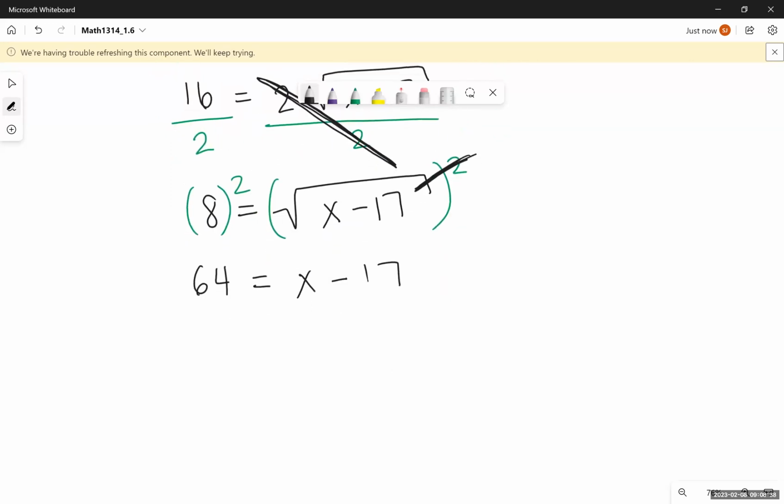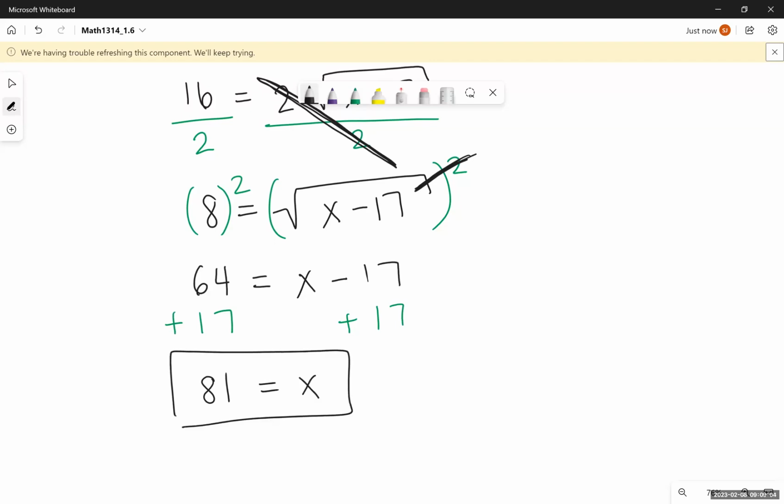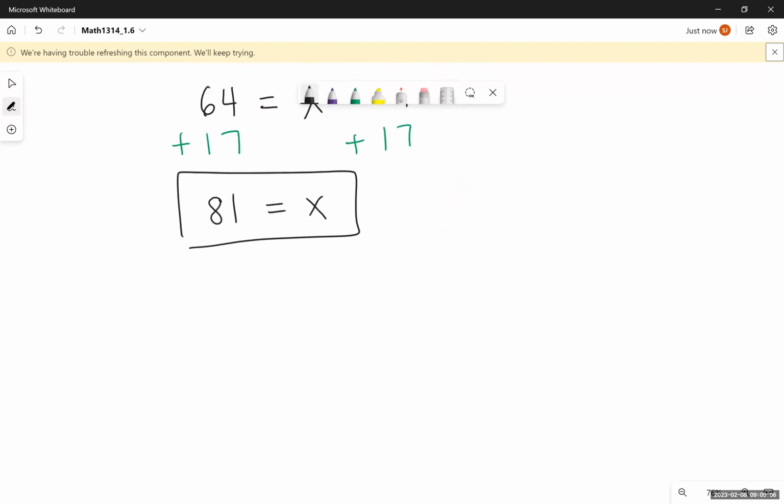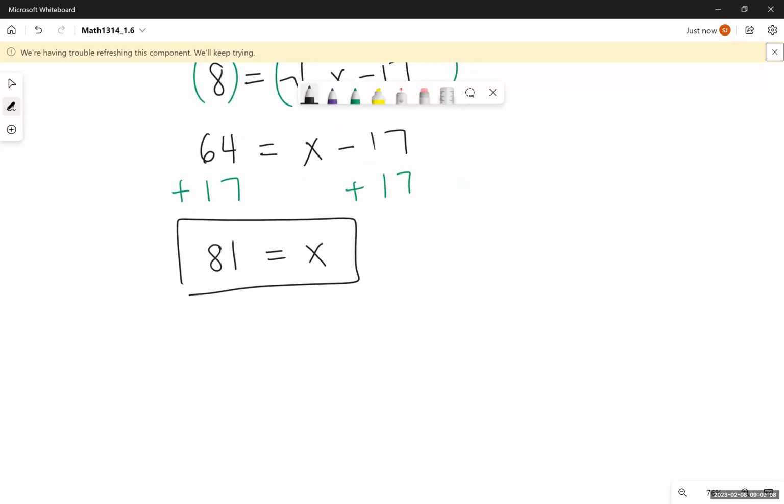To solve for this x, I would add 17. Why'd I do that? I did 18 for some reason. I would add 17 to both sides. 64 plus 17 is 81 equals x. And then it would want you to check. Let me just plug it into that original equation and then I can send y'all on y'all's way with headaches.